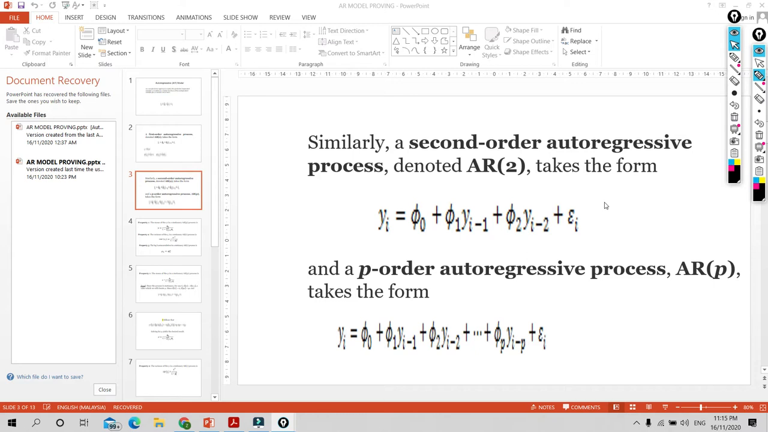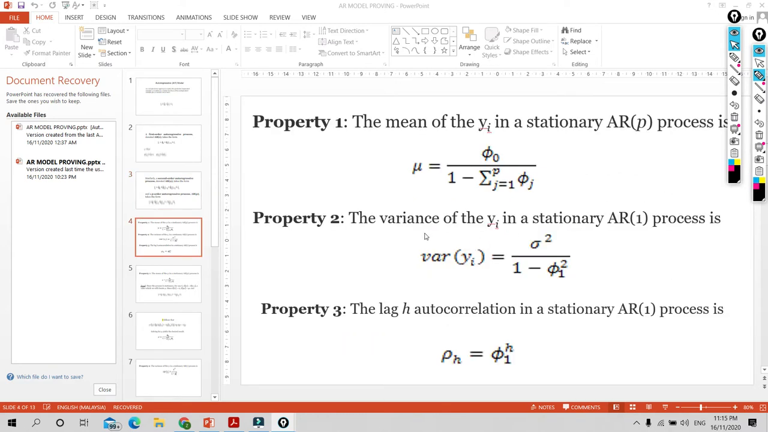The next part is the properties of the AR model. For property number 1, the mean for y i for the AR(p) process, or AR(p) model, is mu, where mu is equal to phi naught divided by 1 minus the summation from j equals 1 to p of phi j. This is for the AR(p) model.